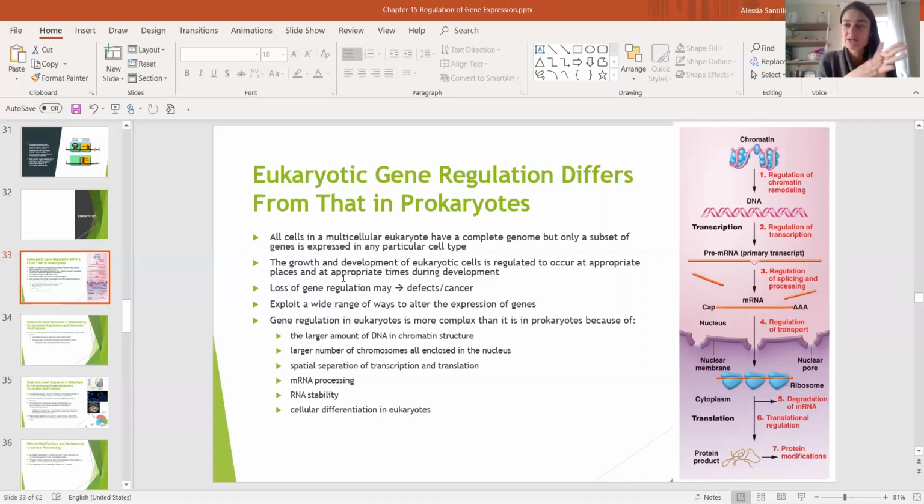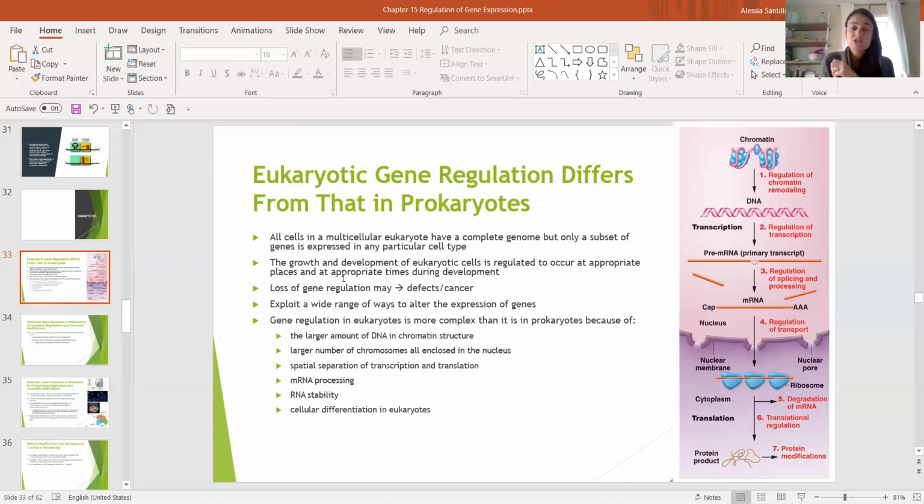So the growth and the development of eukaryotic cells is regulated to occur at appropriate places and at appropriate times during development. If you lose this kind of regulation, this is what leads to cancer, right? This is what leads to a cell that has always been a liver cell now all of a sudden forming features of another type of cell. And then we have uncontrolled regulation of certain genes that allow the cell cycle to go forward, and incredible inhibition of genes that usually stop the cell cycle from going forward. So we have lots of different defects and cancers that can arise from that.